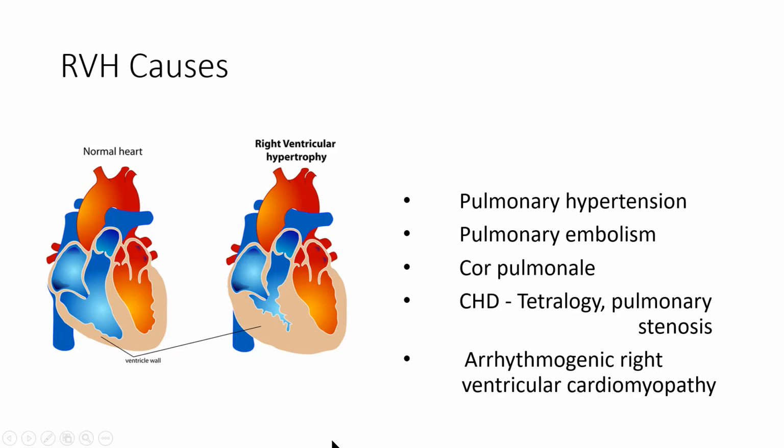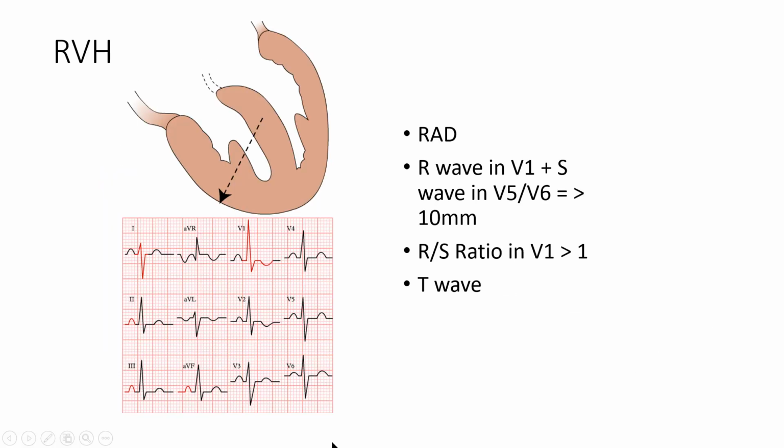In terms of congenital heart disease, right ventricular hypertrophy is associated with tetralogy of Fallot as well as pulmonary stenosis and arrhythmogenic right ventricular cardiomyopathy. To diagnose right ventricular hypertrophy, we need to see enough hypertrophy or increase in mass of the right ventricle that it drags the electrical axis from the leftward position more rightward. Consequently, our first criteria of right ventricular hypertrophy is going to be right axis deviation.